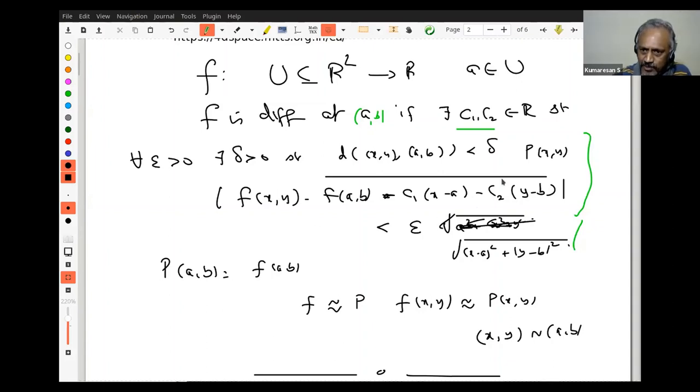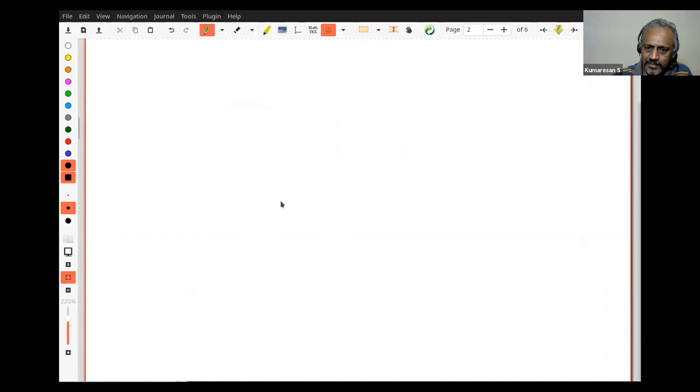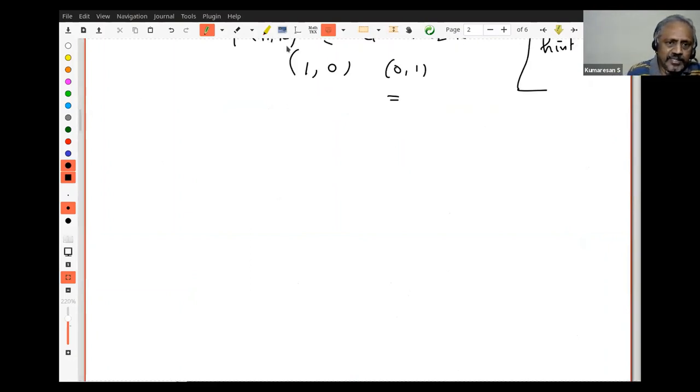I want to make this fellow 0. I do not know how to make C2 0, but I can make y minus b 0. That means take y equal to b. Then what I know is the following. Take the point (x, b), which is delta close to (a, b). That means mod x minus a must be less than delta. That's all I need. Then what should I have?